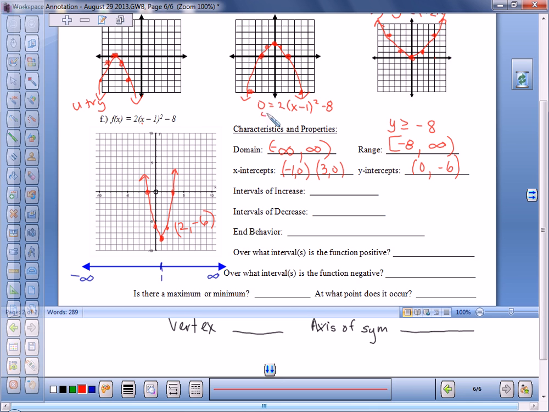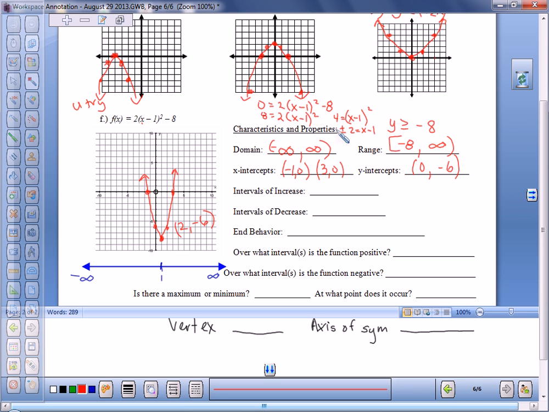I would take the square root. And I would add 1. What is 2 plus 1? 3. Wow. What is 1 minus 2? Negative 1. I should have said 1 plus 2, because this is what it is: 1 plus or minus 2 equals x. 1 plus 2 is 3. 1 minus 2 is negative 1.